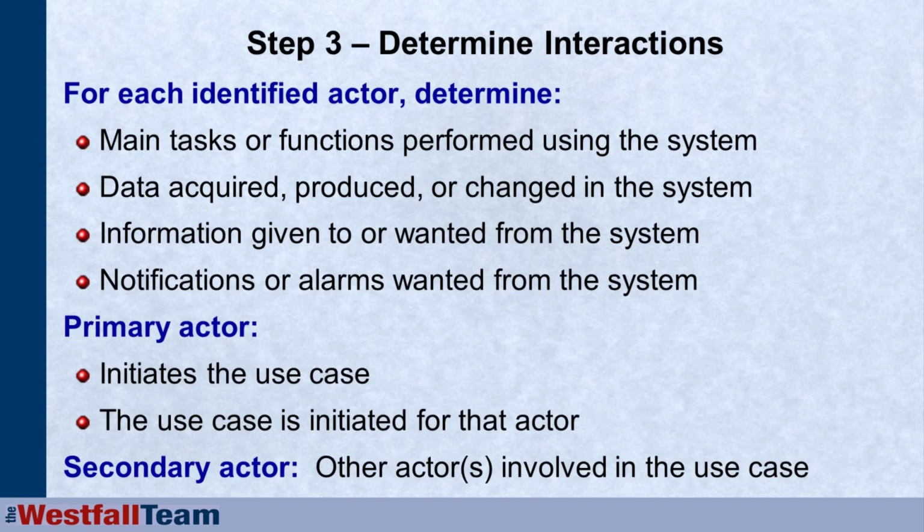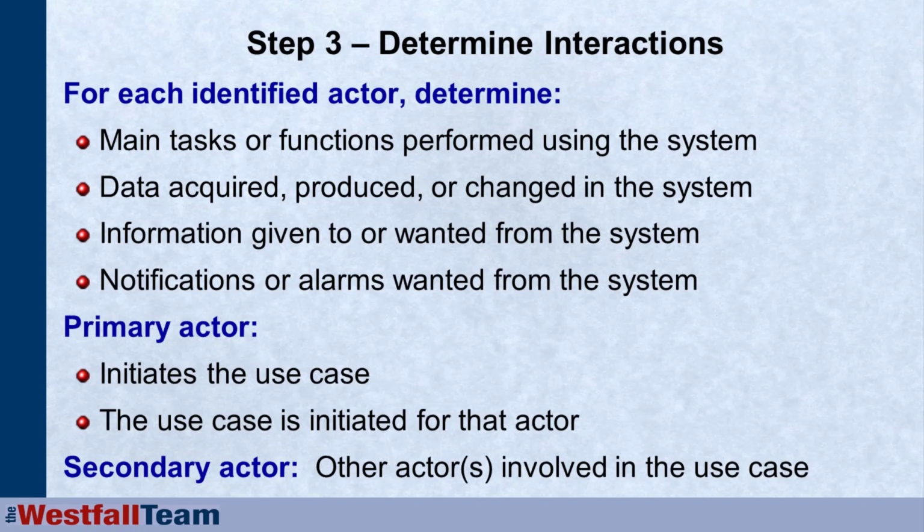Those might be interactions that they perform with the system. Data acquired, produced, or changed in the system. I already mentioned an example of that when we talked about the owner acquiring the nightly reports, or the owner changing the price of gasoline. Those would be two examples there. Information wanted or given by the system, notifications and alarms. I already mentioned the alarm to the attendant.